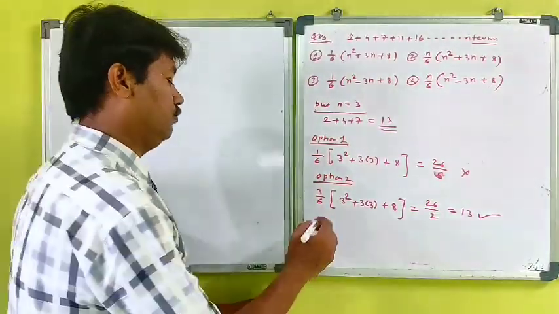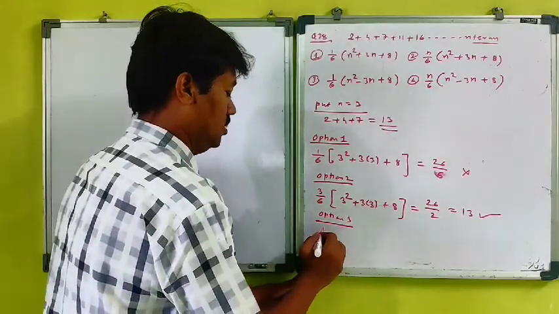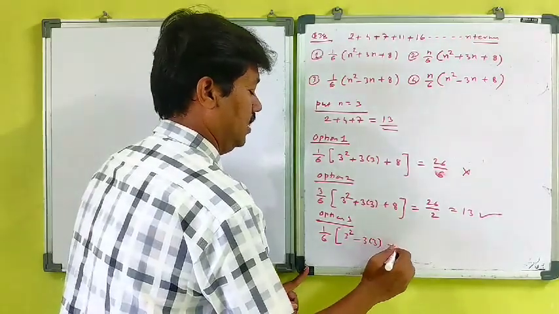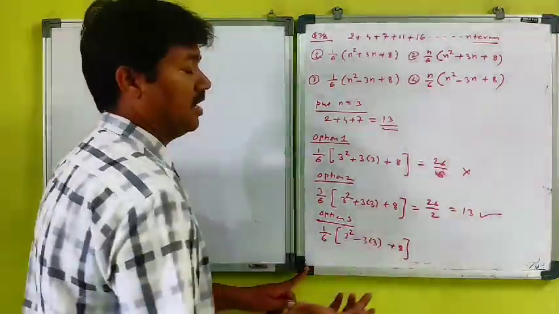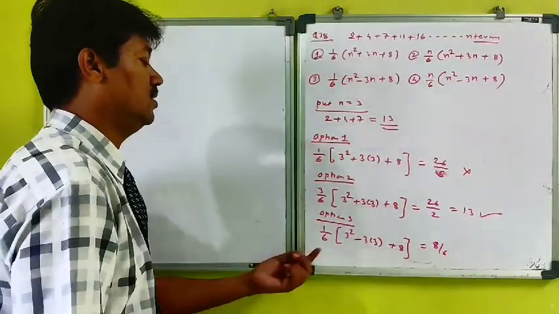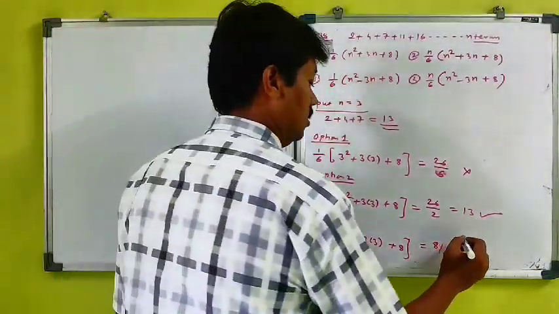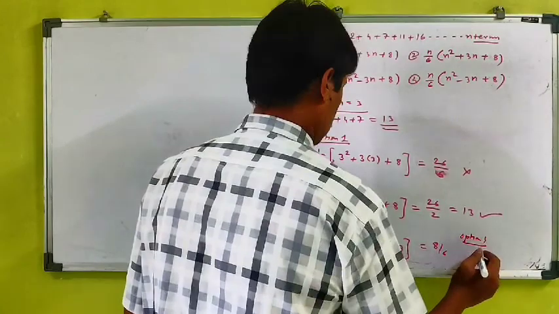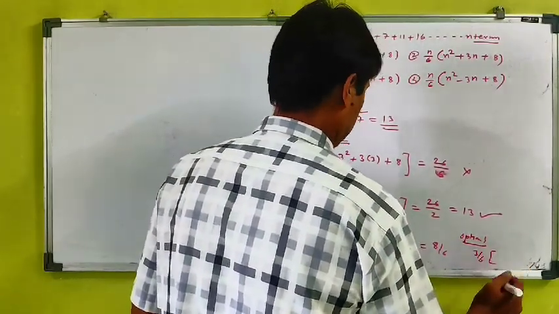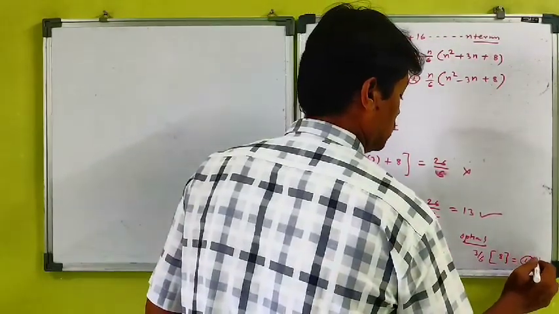If you have doubts in option 3, we can check option 3 as well. Option 3, 1 upon 6, 3 square minus 3 into 3 plus 8. So 9 minus 9 is out, so it is 8 upon 6. And option 4 is also wrong, because this would be 3 by 6, and the middle value will be 8.